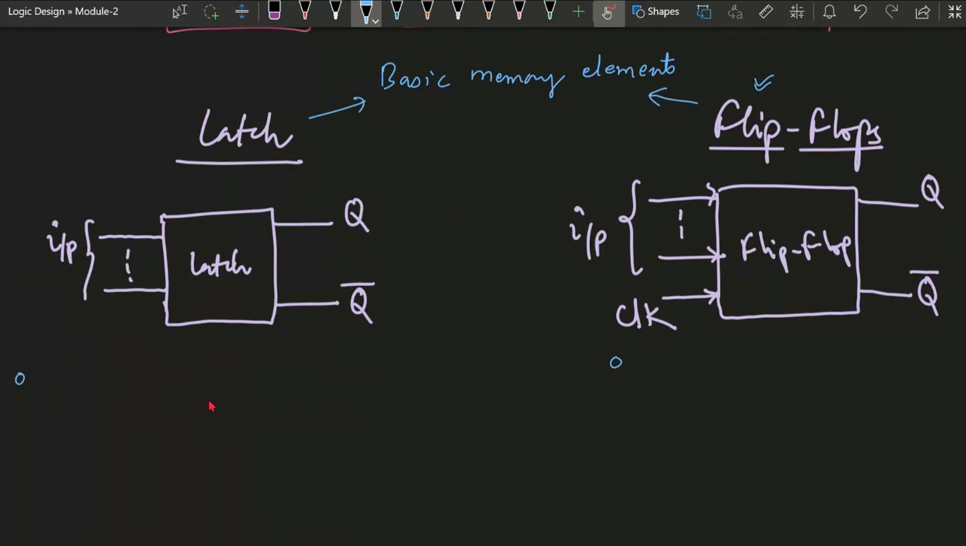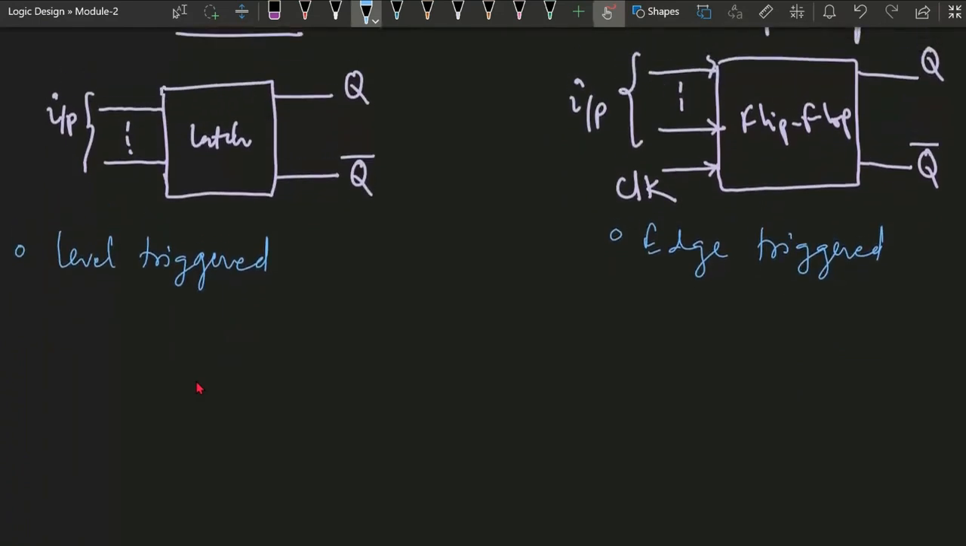In the case of latches and flip flops, latches are considered to be level triggered, and flip flops are considered to be edge triggered. So what is the meaning of level triggered? We will just see.